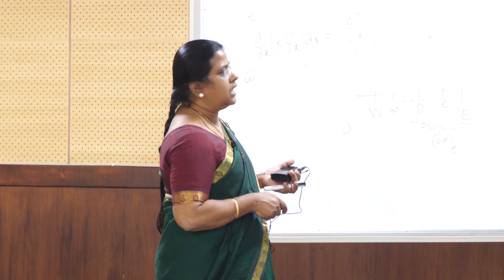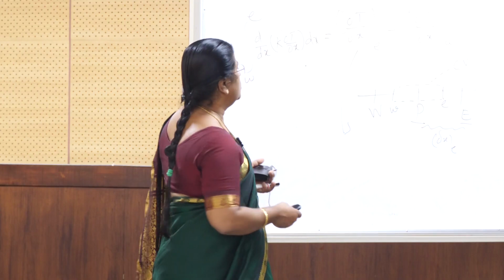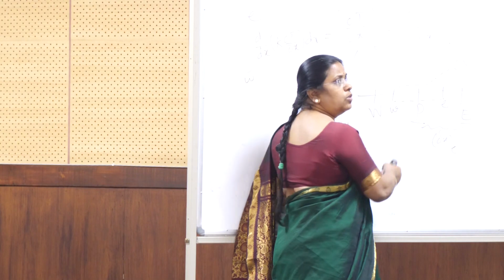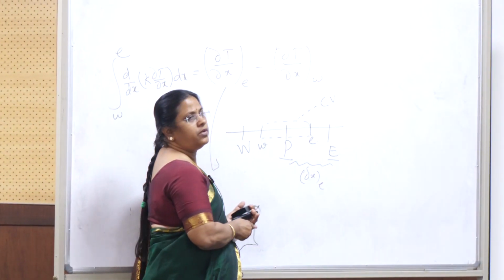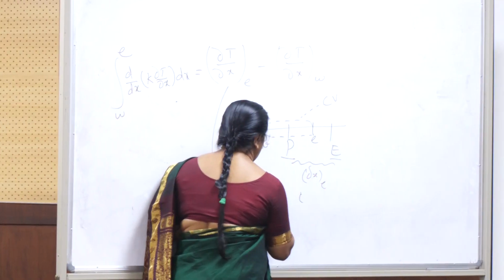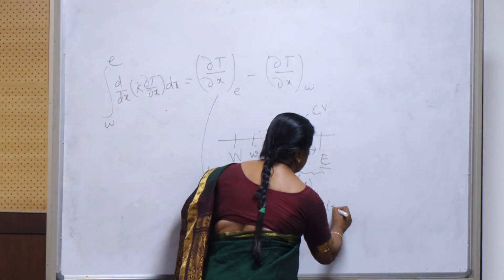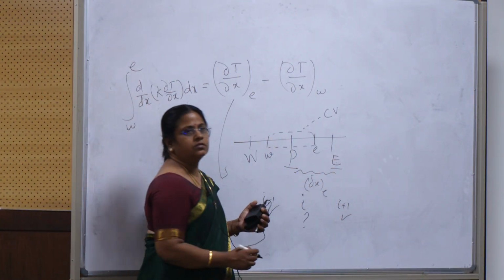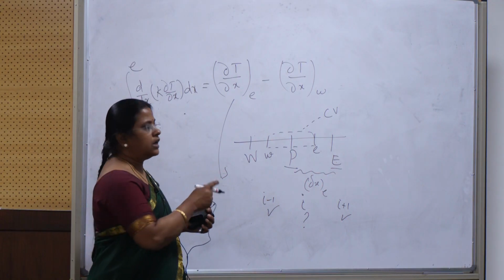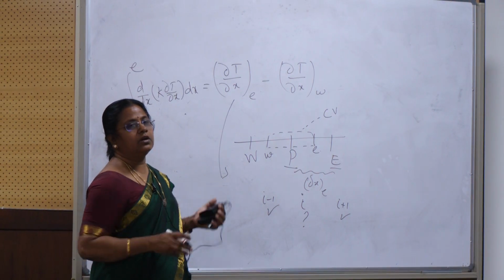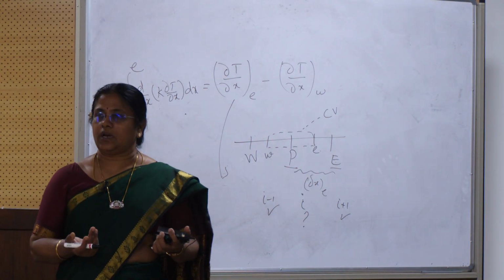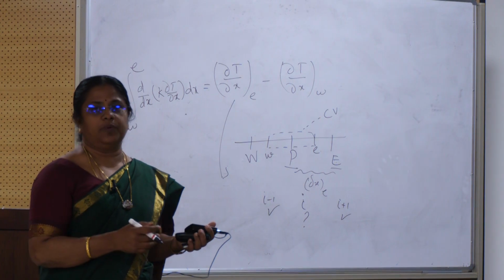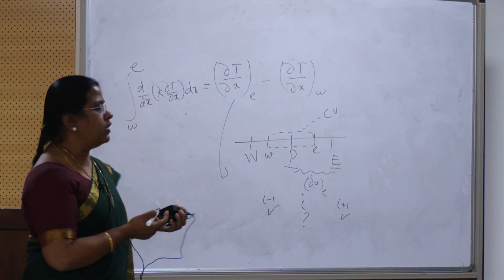So the coefficient of T at the point P equals the coefficients of T at the point E, then at the W. We want to know the value at this point with the help of neighboring points. Usually we call them I minus 1, I plus 1. We want to know the value at I using the values at I minus 1 and I plus 1. Now we are getting the tridiagonal form. If you write down the system of equations, you will get the tridiagonal form, that is I minus 1, I plus 1. Every coefficient is written there.